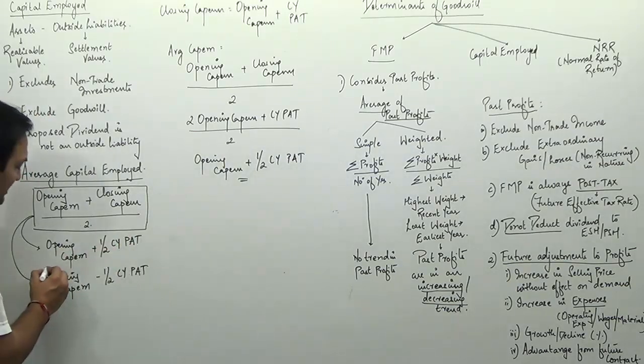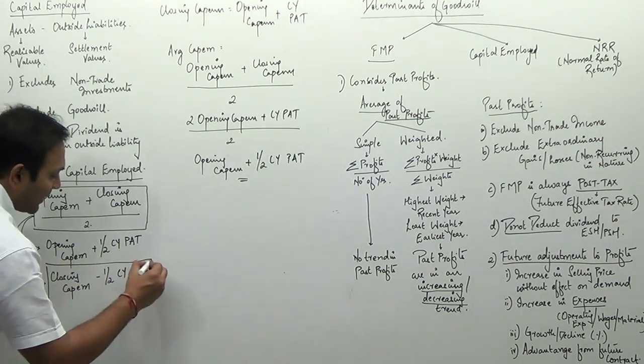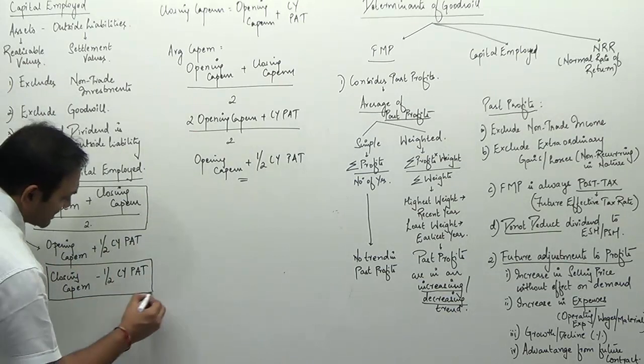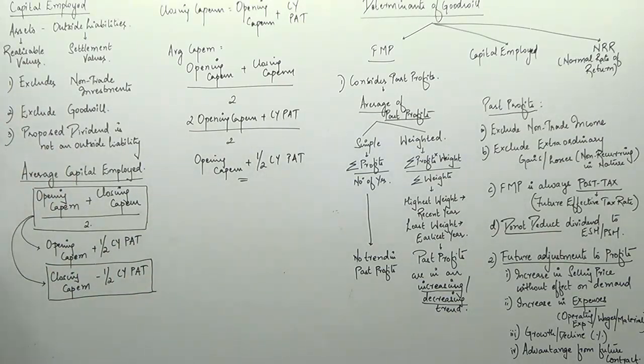In the maximum cases, the formula we'll be using to calculate your average capital employed is closing capital employed minus half of current year profits. It's just the way to derive the other two formulas, guys, and nothing else. Just for your understanding.